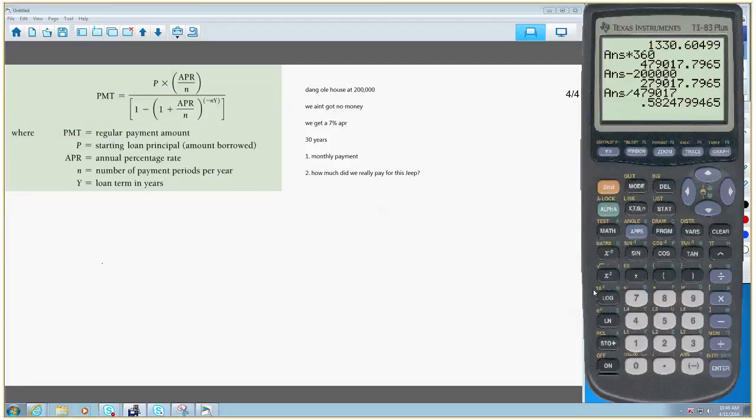Why? Because your credit's bad, and they don't know if they're going to get that money back. You're paying more for the interest. So you're paying $479,000 for a $200,000 house. You've got to keep your credit good.